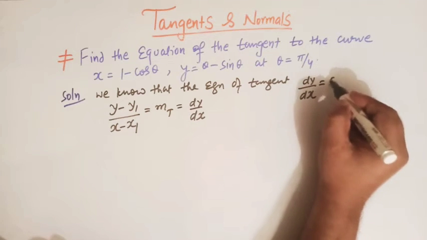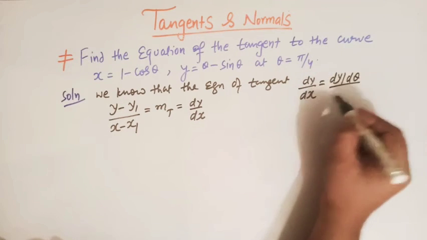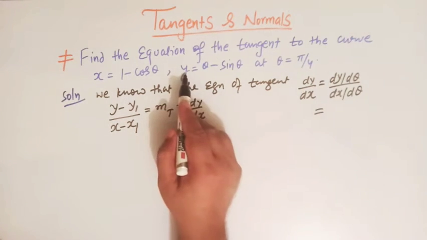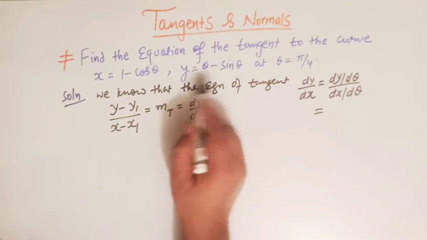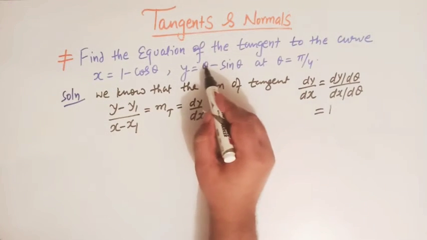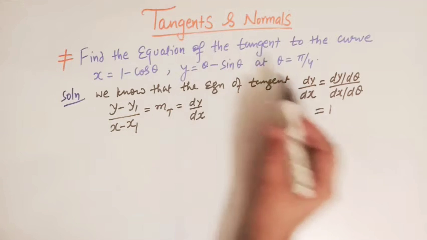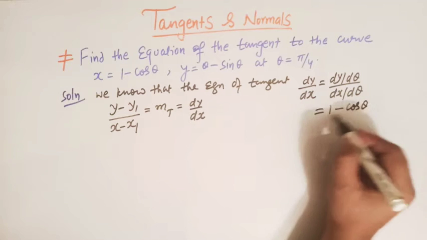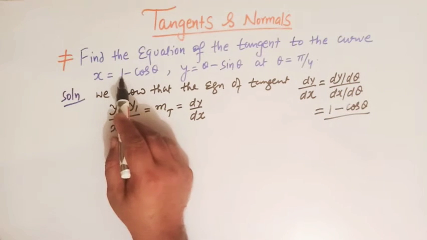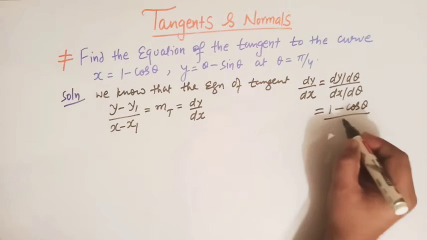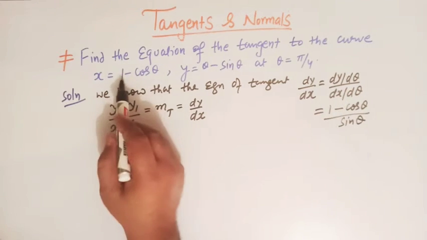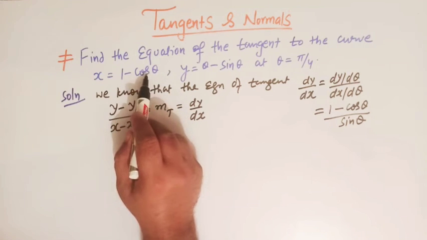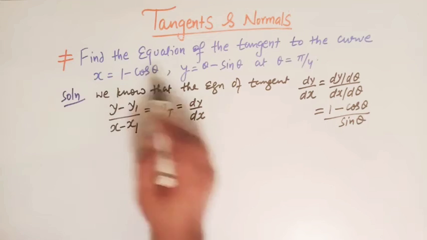So dy over dx is dy over d theta, and this is dx over d theta. Now dy over d theta is obtained from this expression. So we have 1 because the derivative of theta is 1, and minus sin theta, the derivative of sin theta is cos theta, and then dx over d theta we have sin theta. The derivative of 1 is 0. The derivative of cos theta is minus sin theta, so minus and minus plus.